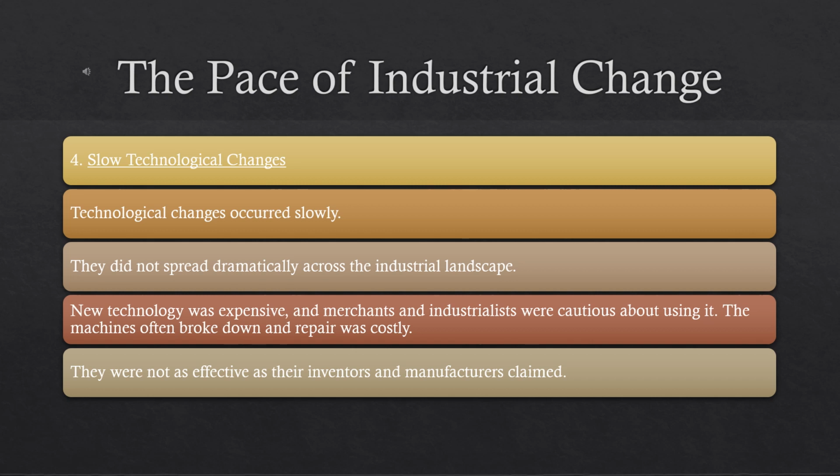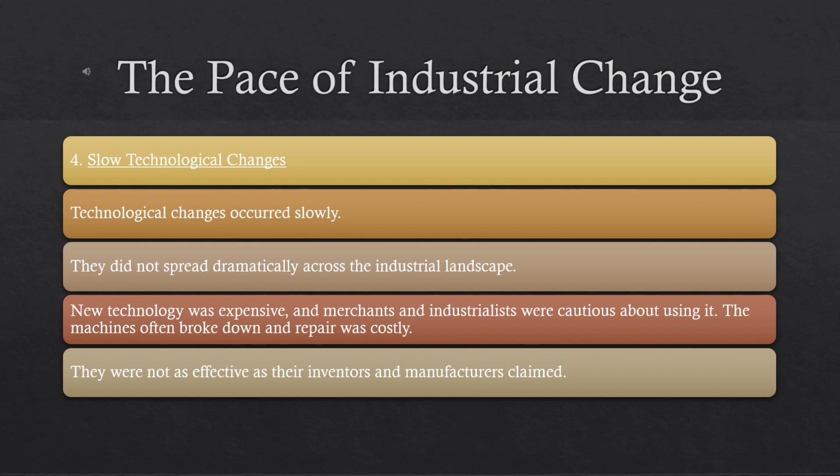Now, the next point is slow technological changes. It's a very important point because several questions are asked on the basis of it. So, the technological changes occurred slowly. They did not happen suddenly. They did not spread dramatically across the industrial landscape. It took time.